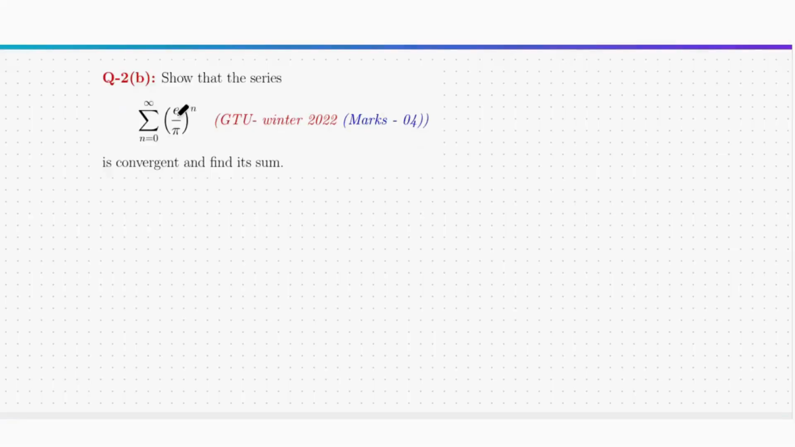Question 2b. Show that the series summation n is 0 to infinity (e upon pi) raised to n is convergent and find its sum. So in this sum, what do we have to do? First, show that the given series is convergent, and after that find the sum of the series.